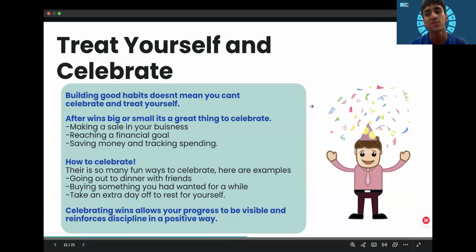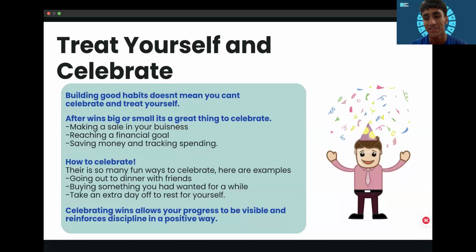And it's also always important to treat yourself. You've got to be nice to yourself. So building good habits doesn't mean you can't celebrate and treat yourself. After wins, big or small, it's a great thing to celebrate. Making a sale in your business, reaching a financial goal, and saving money and tracking spending are all big wins.